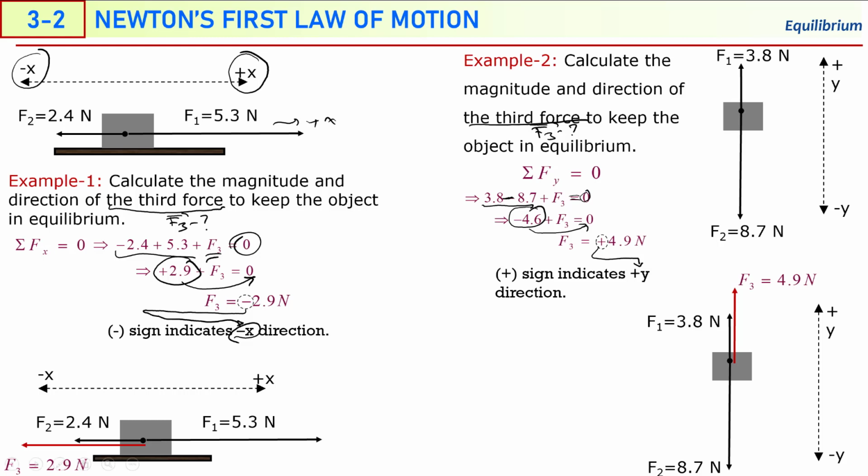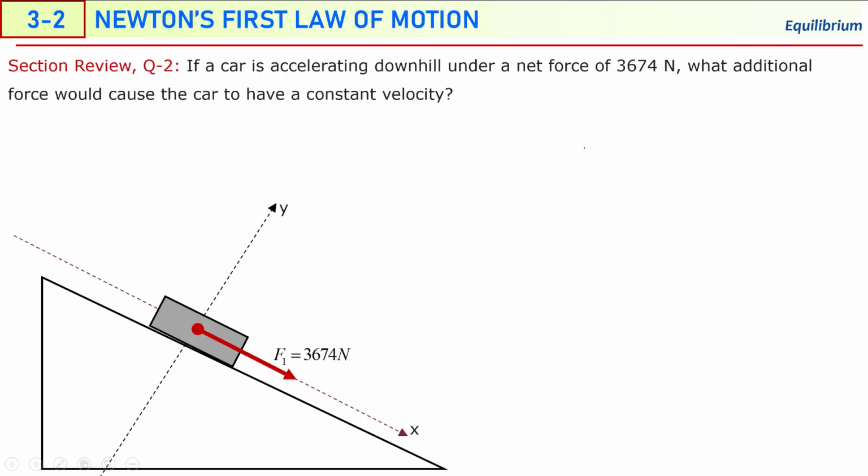Now I will solve some section review questions. The first one is section review question number 2. It's talking about a car accelerating downhill under a net force of 3,674 newtons. Because it's accelerating downward, this net force, I will call it F1, must of course be downward. Its direction must be in the same direction as the acceleration.